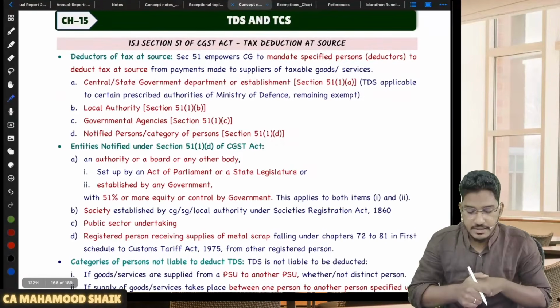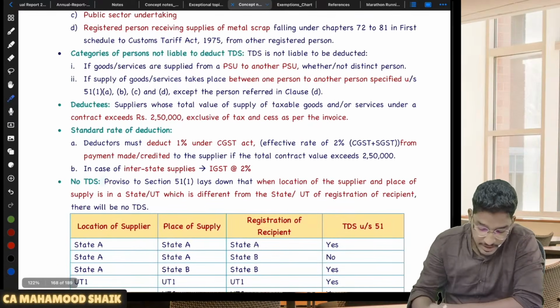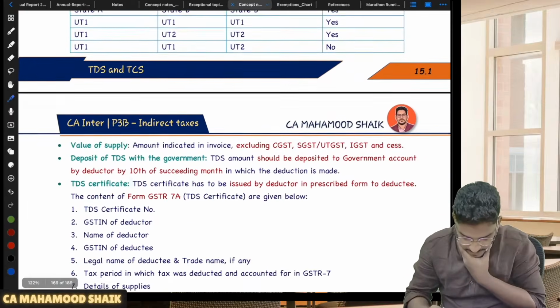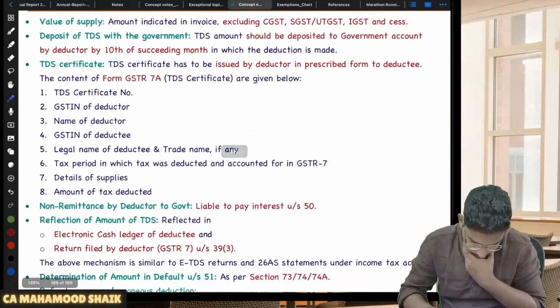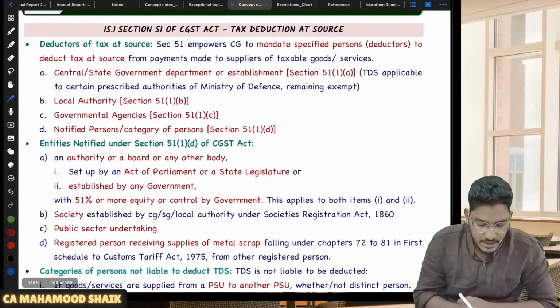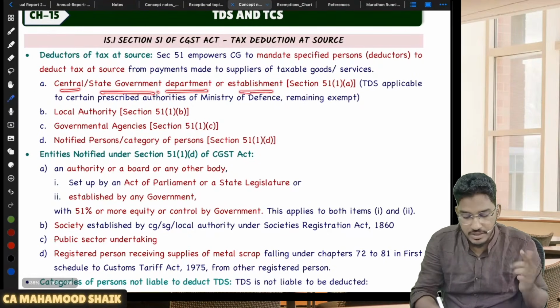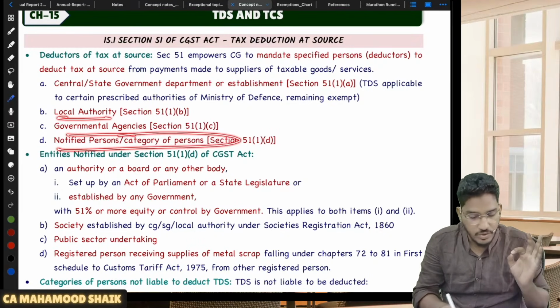Okay, so when the TDS and TCS will get deducted, the recipient should be a notified recipient. Sir, who should be that notified recipient? Let me try to explain this. The recipient should fall under any of these categories. Either the recipient should be a central government, state government, or department or establishment of central government or state government, local authority, government agency, or other notified persons.